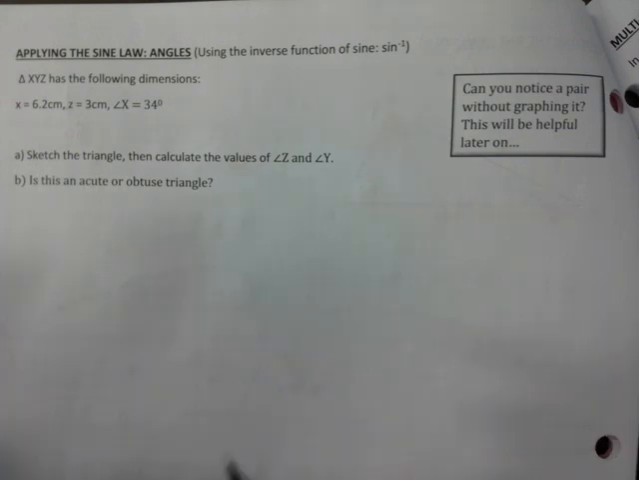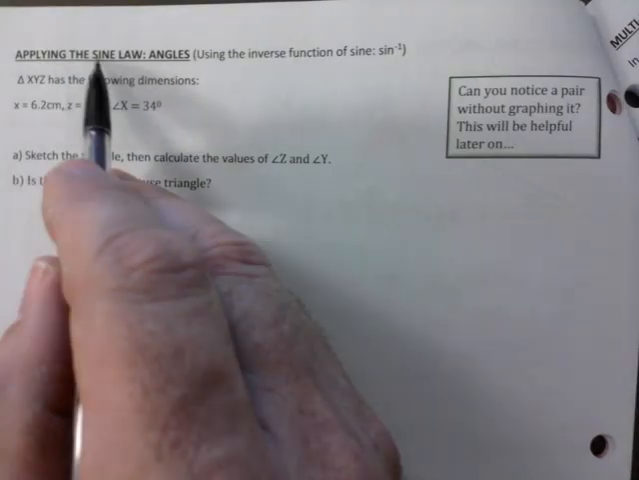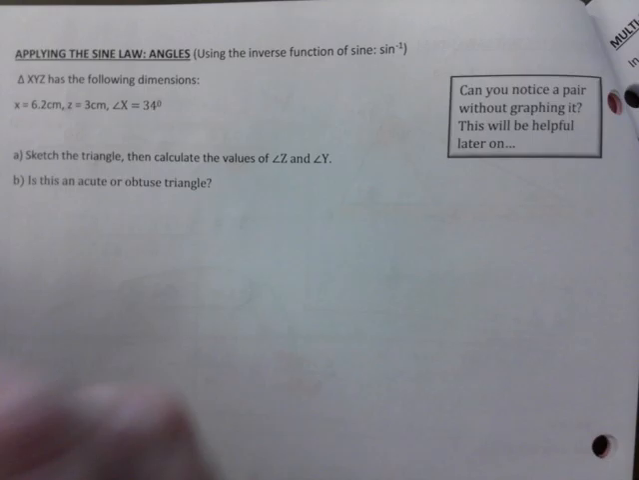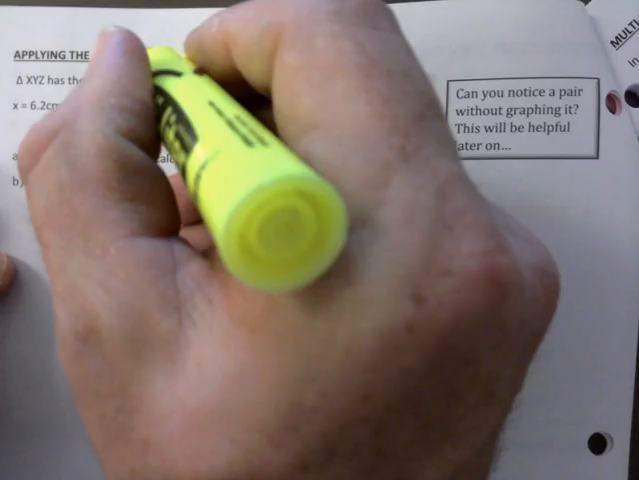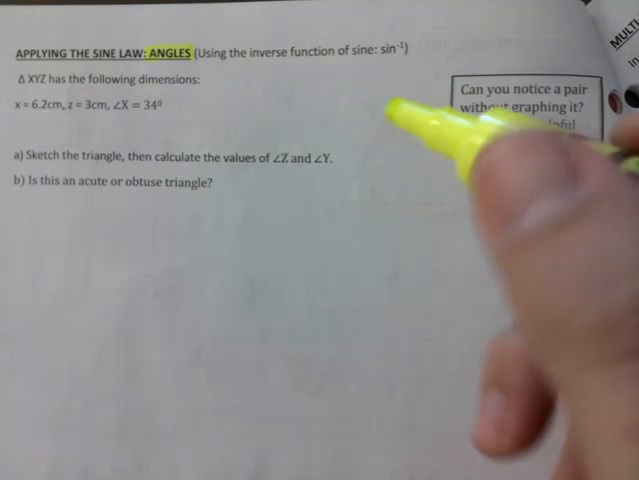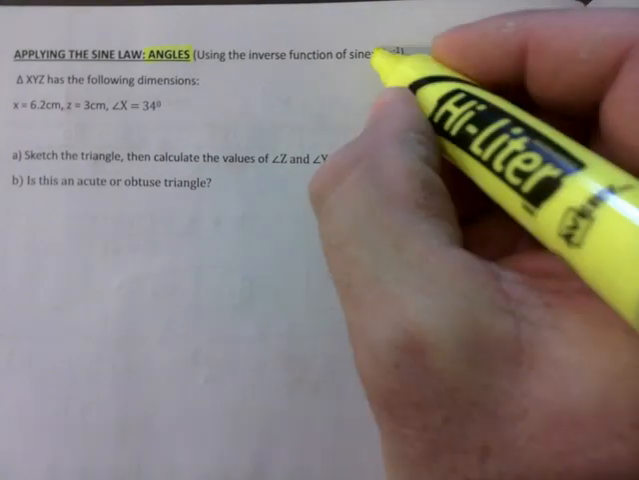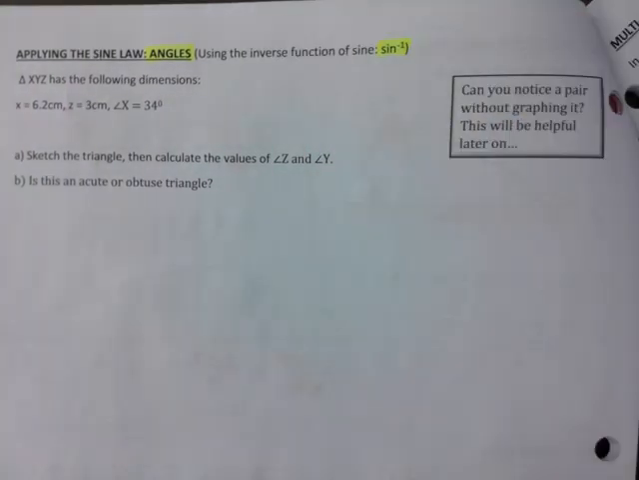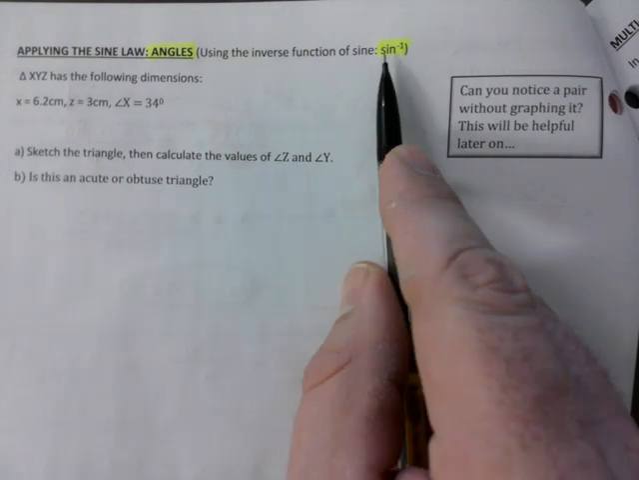Applying the sine law with angles. So we're gonna solve for angles right now. And maybe I should tell you right away, we're gonna use sine inverse. I don't know if you remember using that function. But it's almost like the multiplication, what's the opposite of multiplying? Dividing, right? The opposite of sine is sine inverse. Don't say it's sine to the power of negative one. It's not true, right? This is just sine inverse.